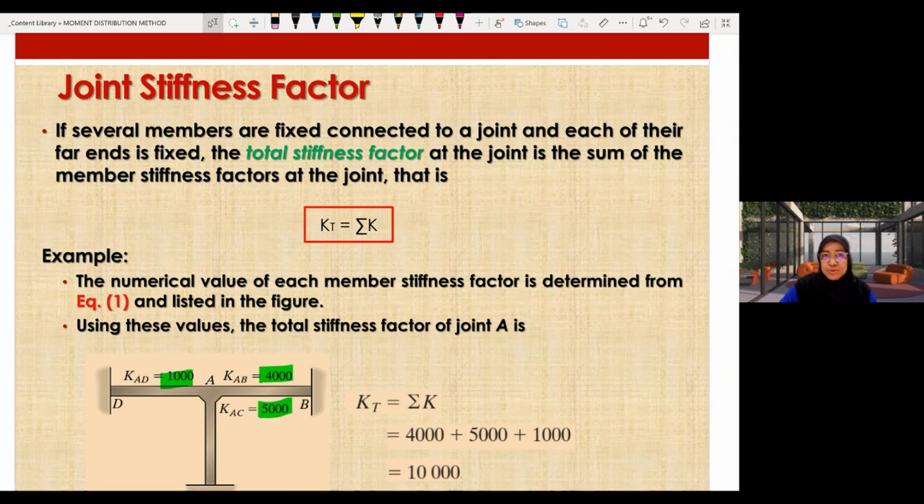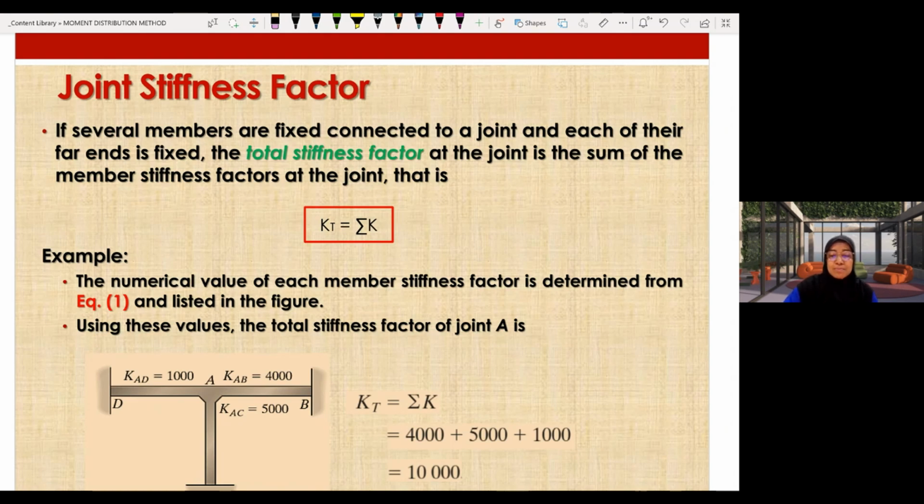I would like to introduce the joint stiffness factor. Joint stiffness will be used whenever we want to calculate the distribution factor. So what does joint stiffness factor mean? If several members are connected to a joint, and each of their far ends is fixed, the total stiffness factor at the joint is the sum of the member stiffnesses at the joint. So joint stiffness means the total K at one joint.